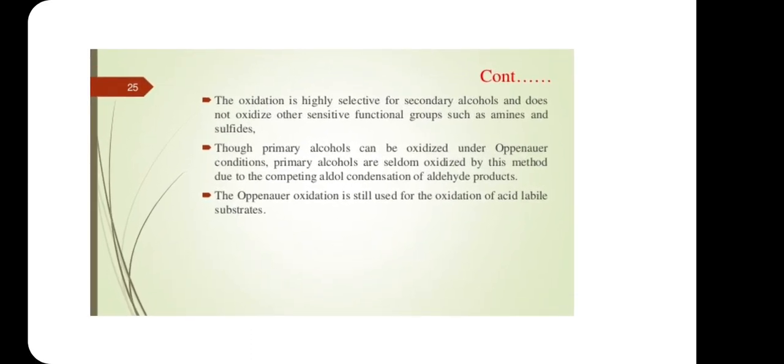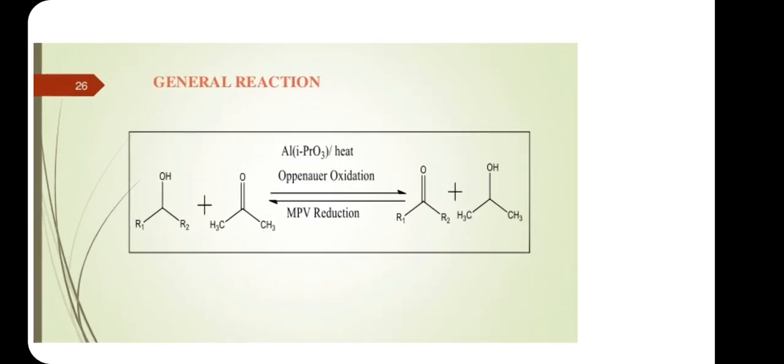Though primary alcohols can be oxidized under Oppenauer oxidation, they are seldom oxidized by this method due to the competing aldol condensation of the aldehyde products. The Oppenauer oxidation is still used for oxidation of acid labile substrates. So this is the general formation of Oppenauer oxidation. The Oppenauer oxidation is the process of conversion of secondary alcohols to ketones by selective oxidation. This reaction takes place in the presence of aluminum triisopropoxide in excess acetone.